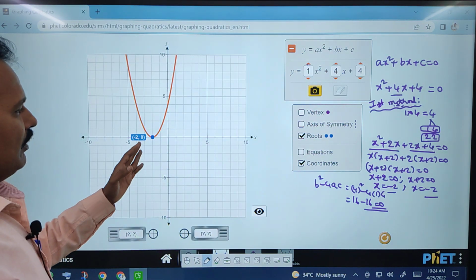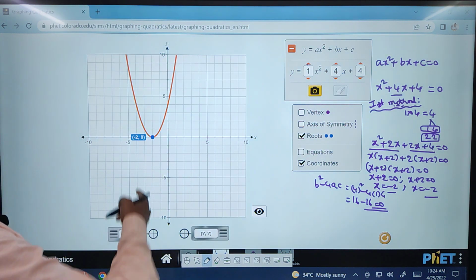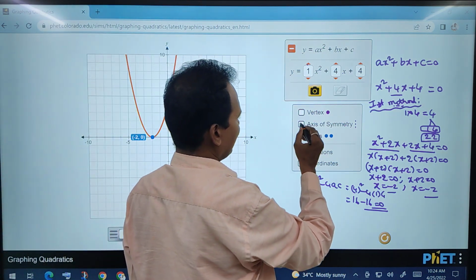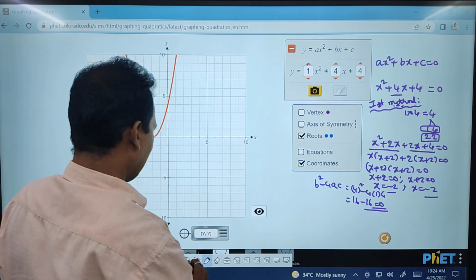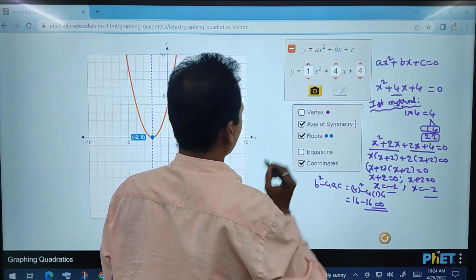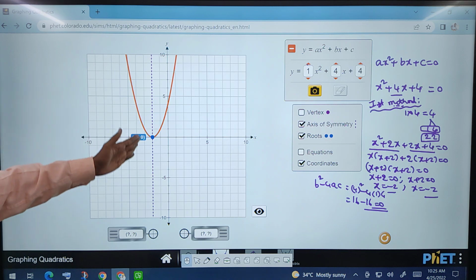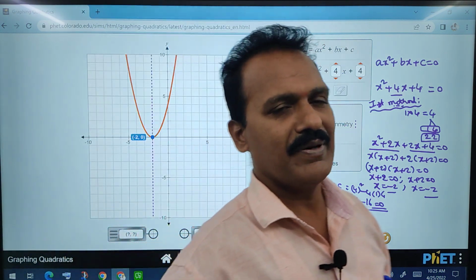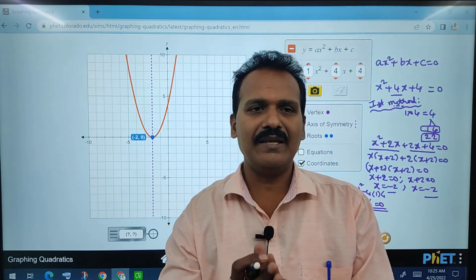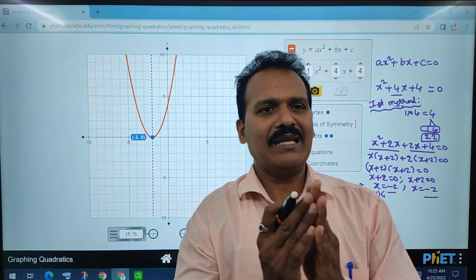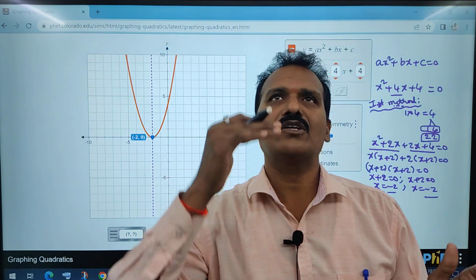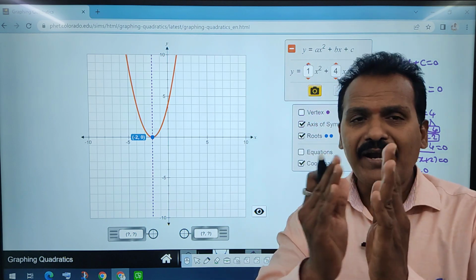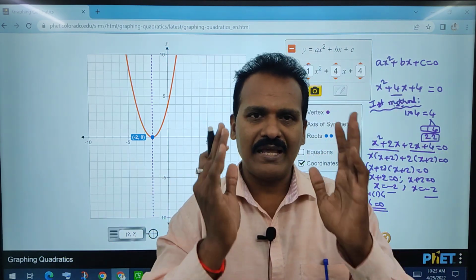So this is the root, and at the same time, this parabolic graph has an axis of symmetry. If you take this one, see, axis of symmetry is nothing but this line. So what is the meaning of axis of symmetry? According to that line, the total graph, left side and right side, or top or bottom, entire graph will be divided into two equal parts. That one is called the axis of symmetry.